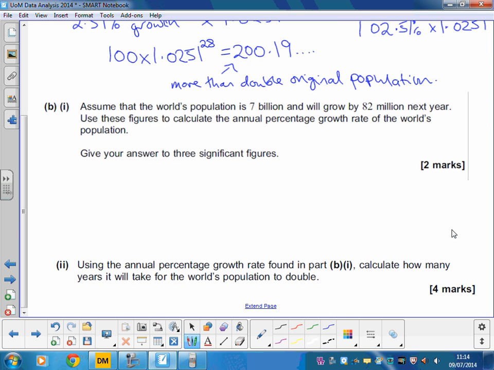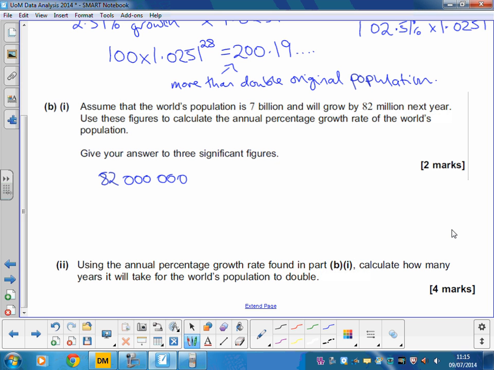Okay. Now it's using some numbers which came from the data sheet. We're going to assume the world's population is currently 7 billion and it grows by 82 million in the next year. And we want to find out what the annual percentage growth rate is. So it grows by 82 million. And if you're not sure what a million and billion are, it's listed on the population and poverty data sheet.